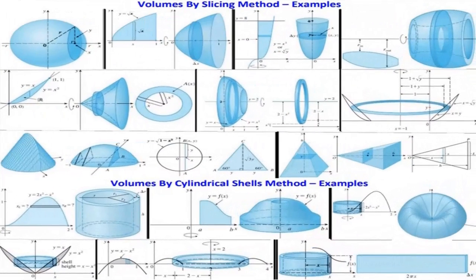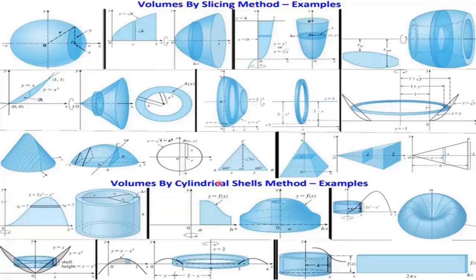Then I have here examples of some pictures of volume by slice method. For example, this is a sphere. When you cut this sphere into discs vertically, then you add all these discs, then you get the volume of the sphere. And so on, also the other figures the same.